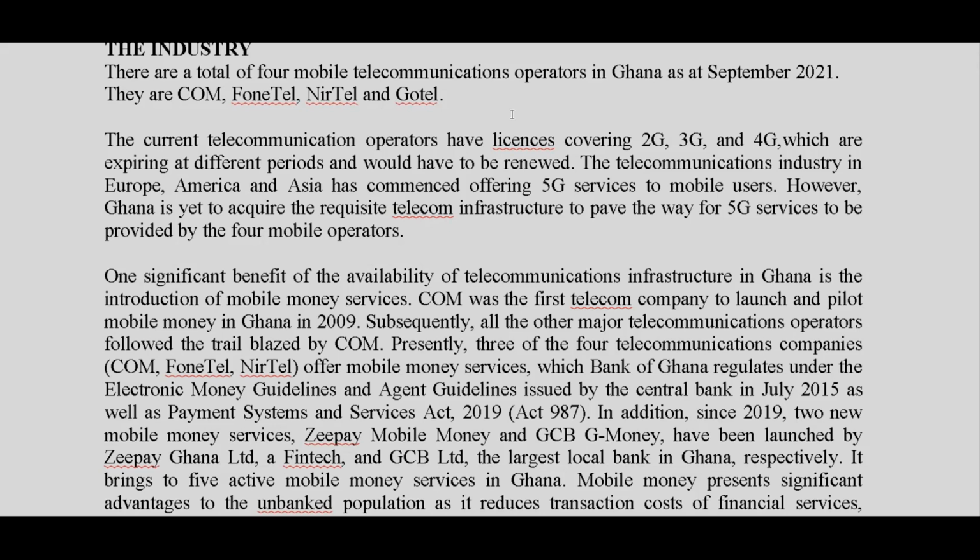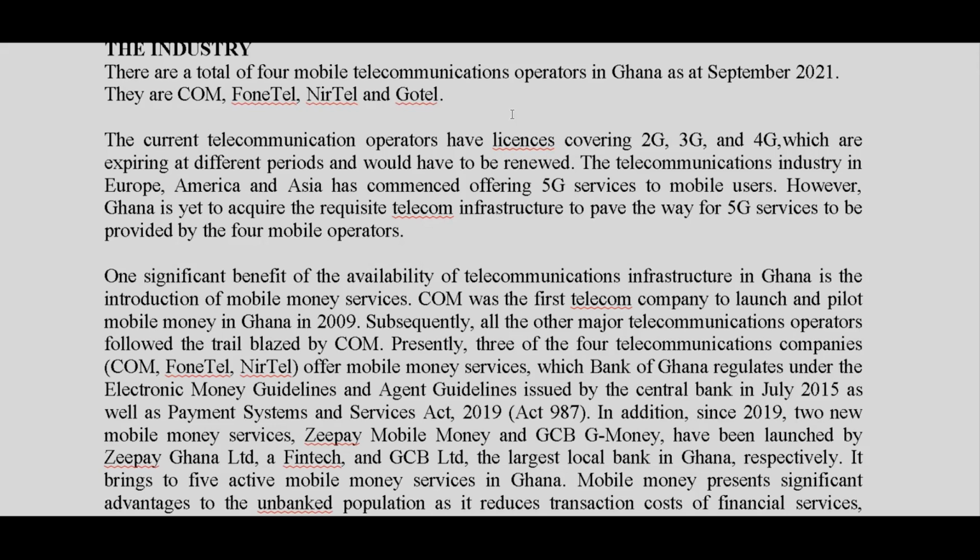So the current telecommunication operators have licenses covering 2G, 3G, 4G, which are expiring at different periods and would have to be renewed. The telecommunications industry in Europe, America, and Asia has commenced offering 5G services to mobile users. However, Ghana is yet to acquire the requisite telecom infrastructure to pave the way for 5G services to be provided by the 4 mobile operators. So even this statement tells us that other countries, I told you, most of the time when you start seeing other countries, start thinking about Porter's Diamond.